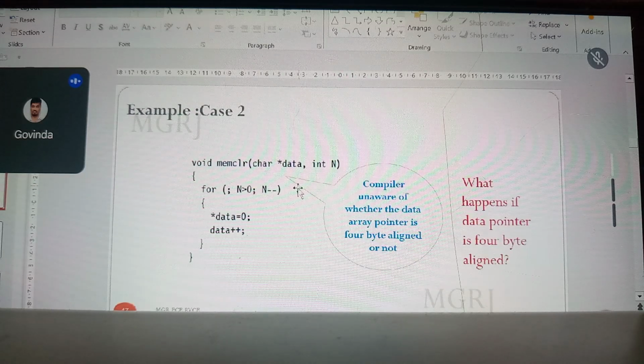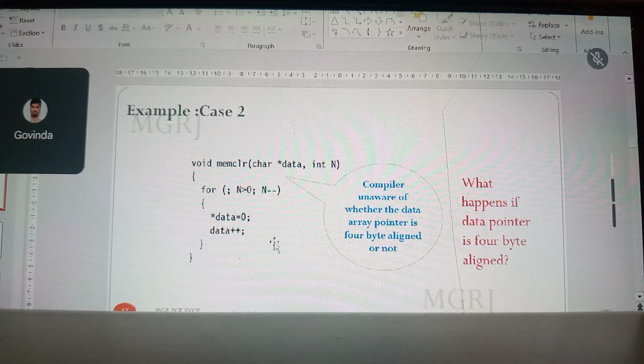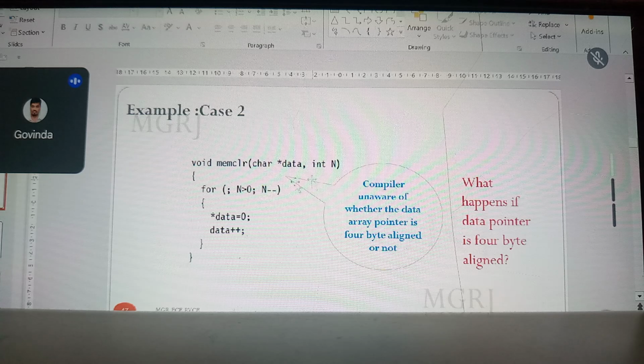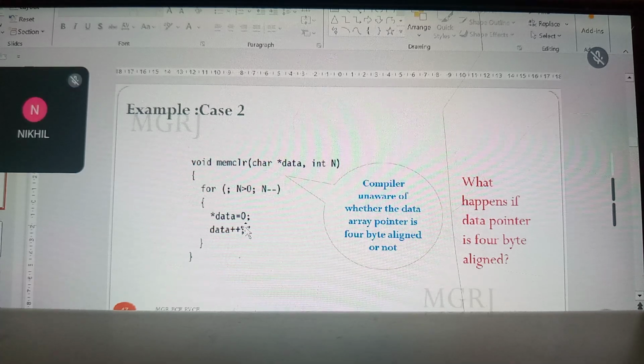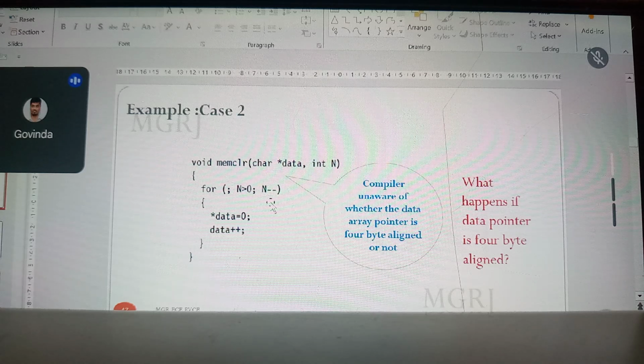There is one more case, case 2, with the same function, memclear. If you see, for each iteration of the for loop inside this function, you are clearing one memory location. Can you see that? Yes, sir. Now tell me what can be done if the pointer pointed to by the first argument of this function is 4-byte aligned. You understand my question, right? If the pointer that we are passing to this function is 4-byte aligned, what can be done?